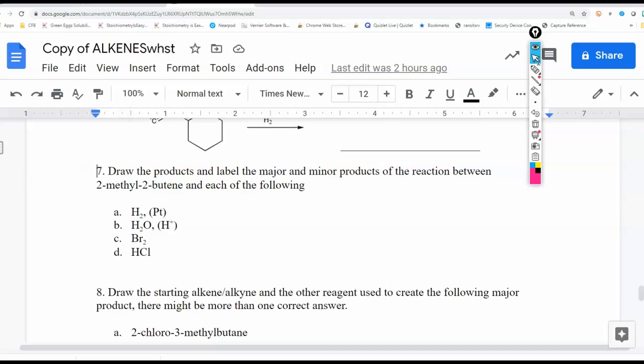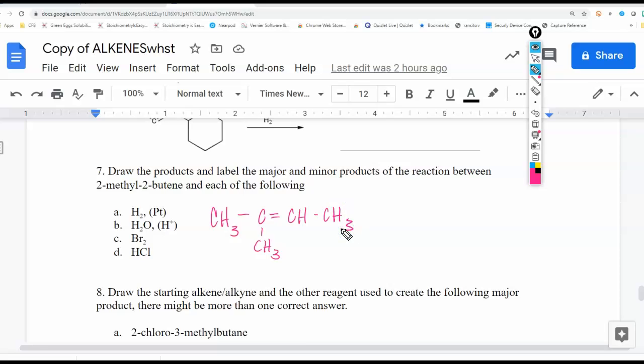So what we have here is 2-methyl, CH2, CH3, and the C with the methyl group attached here. And then we have the double bond here. And I do have to draw it out because otherwise I cannot envision what this is going to look like. So there is my 2-methyl-2-butene right there.